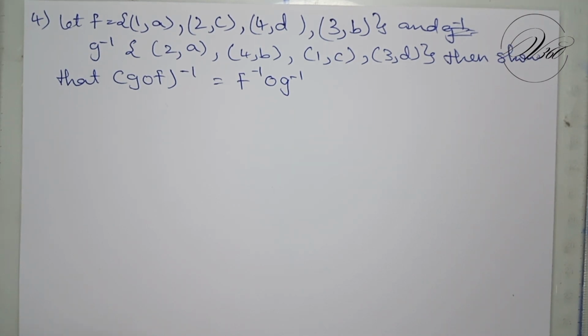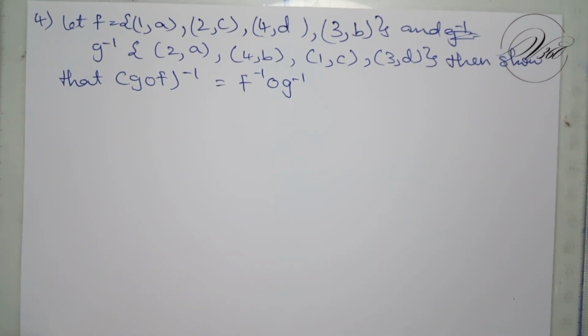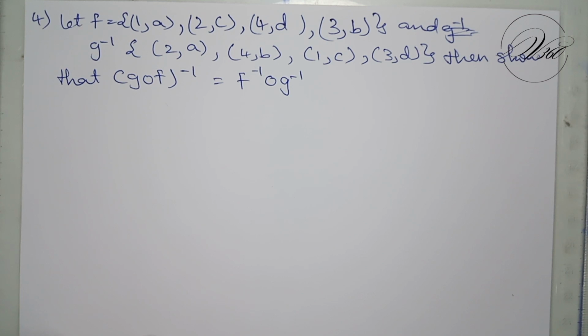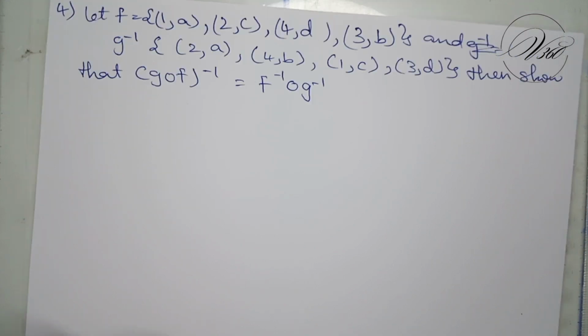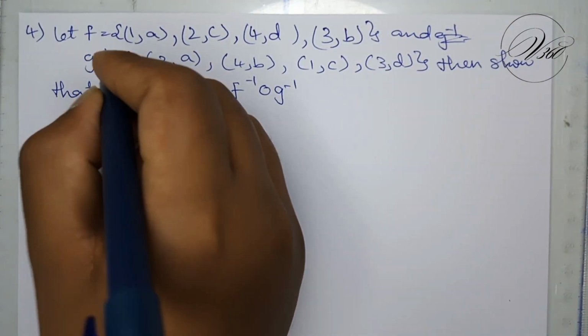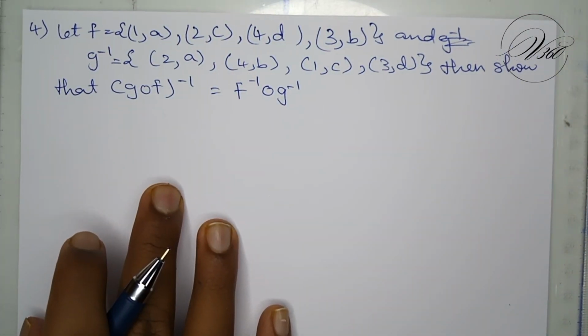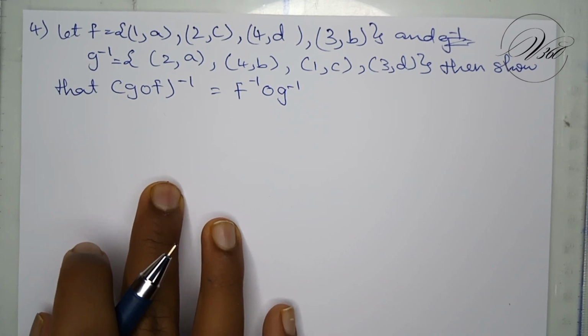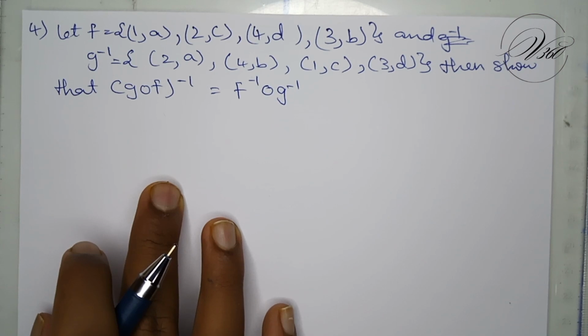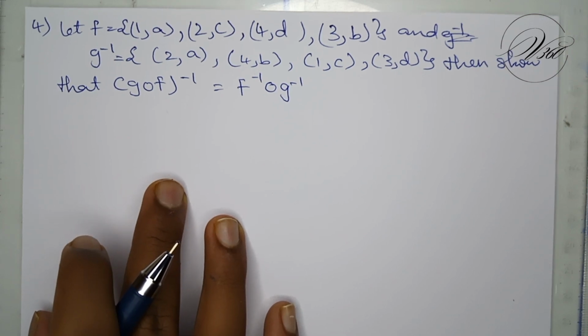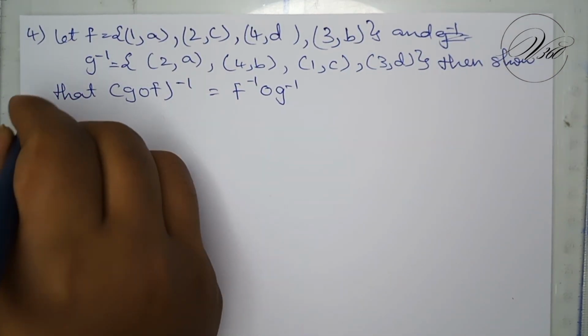What is the question? Let f equal 1 comma a, 2 comma c, 4 comma d, and 3 comma b, and g inverse equal 2 comma a, 4 comma b, 1 comma c, and 3 comma d. Then we should show that g of f whole inverse is equal to f inverse of g inverse. Now we will solve the problem.